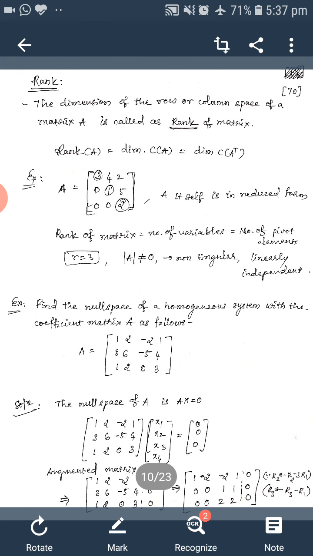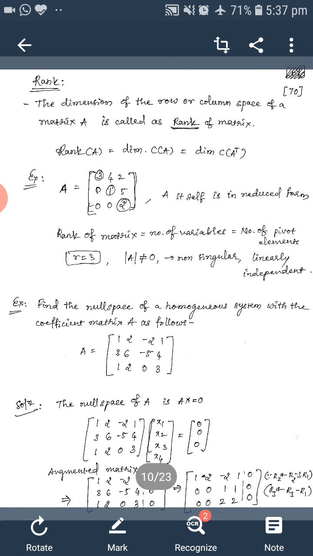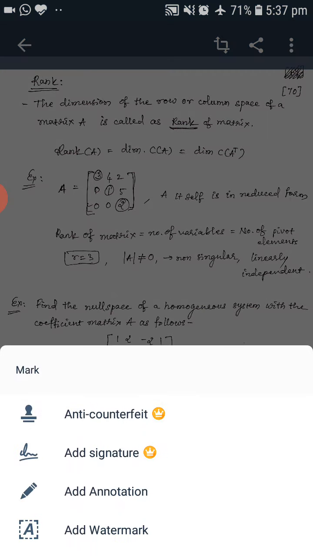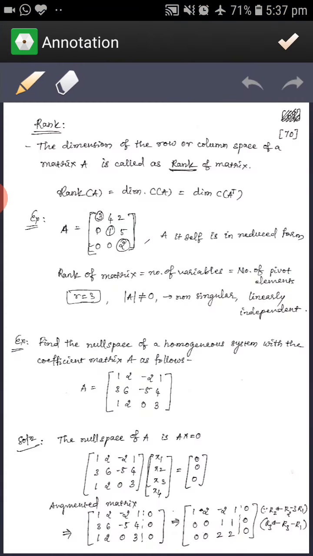Okay, so here the rank of a matrix: we can say it is the dimension of the row or column space of A. The dimension of the row or column space of a matrix we call the rank of the matrix. So if the matrix is like this, then we say that the determinant of A is not 0, then it is linearly independent.